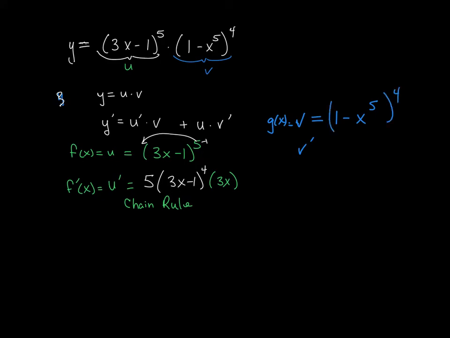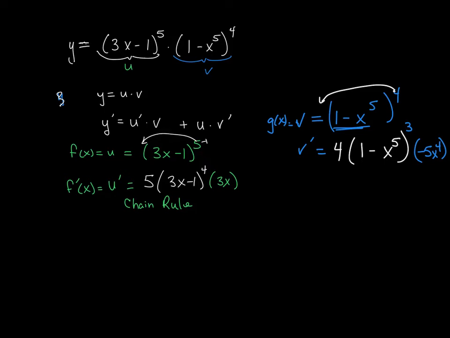I do this, it's the chain rule or the extended power rule for the wording in the book. The 4 comes out front. Everything on the inside stays the same, so that is 1 minus x to the 5th. And then 4 minus 1 becomes 3. But now I have to multiply times the derivative of the inside, which is going to give me minus 5x to the 4th.